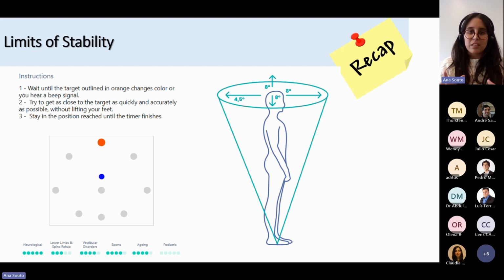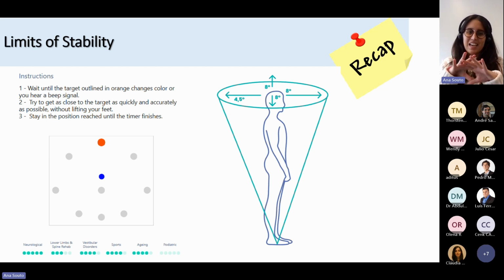The typical range of movement in the four directions: forward we have around 8 degrees of range of motion, to the side 8 degrees also to each side, and then backwards we only have 4 degrees of range of motion.